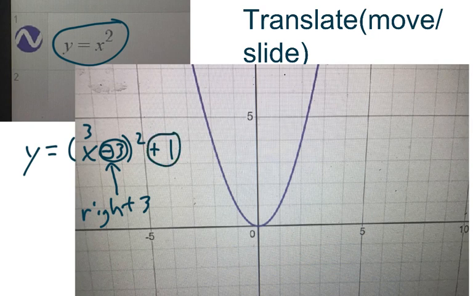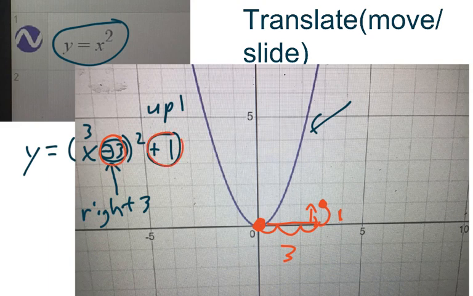What would this plus 1 do? The plus 1 means, make it 1 higher. So the plus 1 means up 1. So focus on my purple graph here, guys. What I would have done is moved it 1, 2, 3 spaces to the right and up 1 space. And right there would be my vertex. In other words, this vertex would move right 3, up 1, because that's what minus 3 plus 1 does.